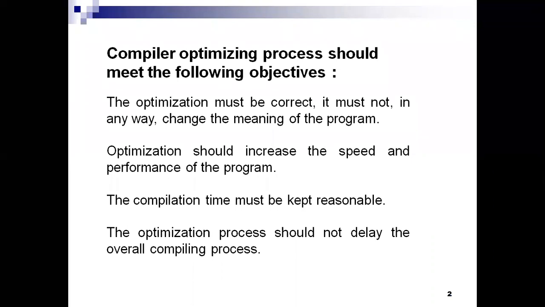And for that, I'm having some objectives. What the first objective is, optimization must be correct. It must not in any way change the meaning of the program. From the starting itself, whatever the input program, whatever the source program that we're taking to generate the target code, at phase by phase level, we are implementing just by taking the input itself, right? So we are not changing the meaning of the code. While performing the optimization techniques also, the code should not be changed.